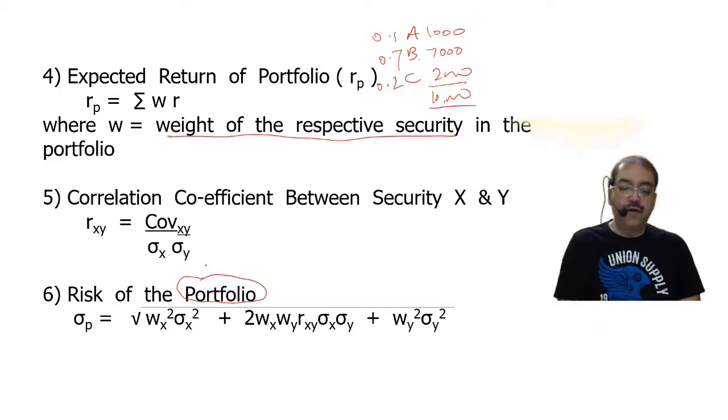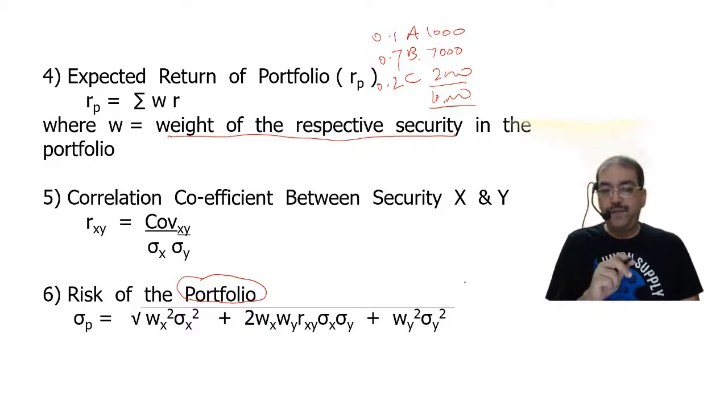If it is two securities, then it is the square root of weight of the first security squared into sigma x squared, that is standard deviation of the first security squared, plus 2 times weight of x, weight of y, correlation coefficient Rxy, standard deviation of x, standard deviation of y, plus weight of y squared, sigma y squared.